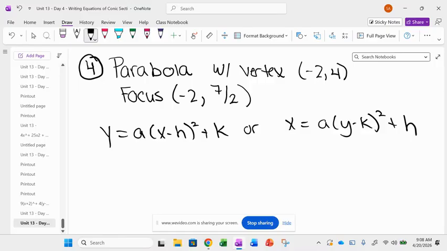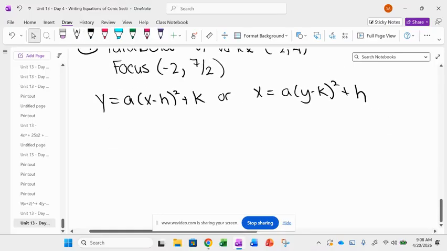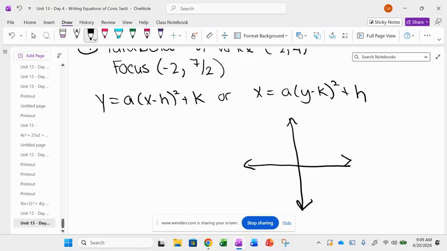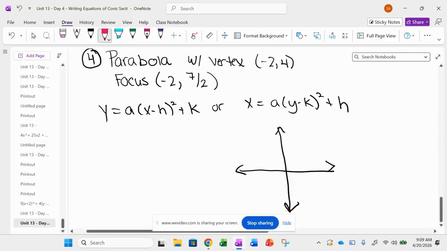So remember, the vertex of a parabola is the turning point. So I always love to do a sketch. So my vertex is -2, 4, which is right here. And my focus is -2, 7/2. Well, do we agree -2, 7/2 is -2, positive 3.5? Yes? Okay. So that's -2, positive 3.5.